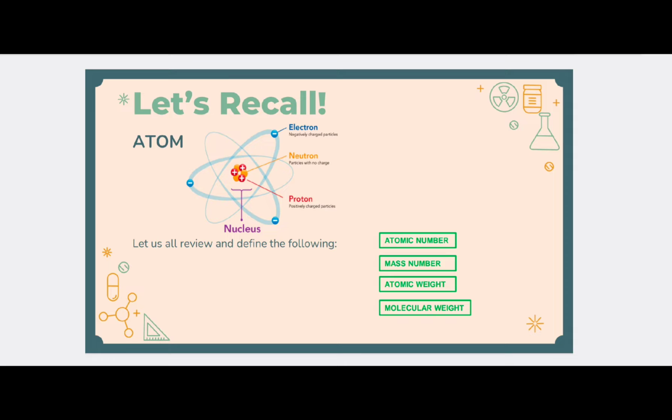Mass number: the sum of its protons and neutrons. Atomic weight: the average mass of its atoms. Molecular weight: the sum of the atomic weights of all the atoms in a molecule.